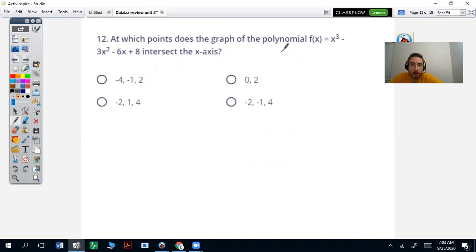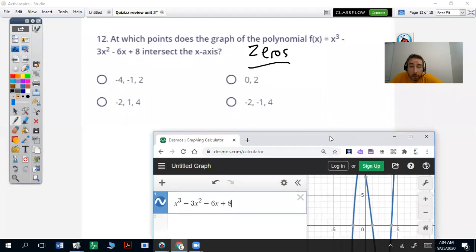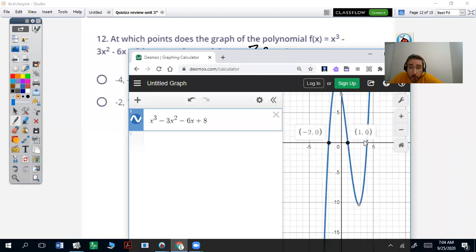Number 12. What points does the graph of the polynomial intersect the x-axis? Those are zeros. Find the zeros. It's not in factored form, so we can't just solve those. So we actually have to graph that. If we graph those, we get negative 2, 1, and 4.